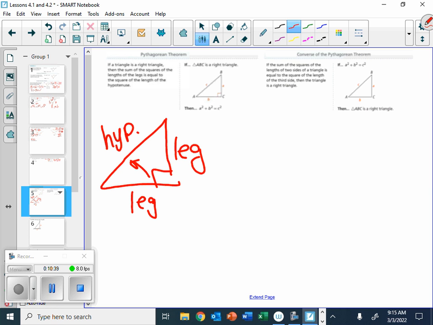So if a triangle is a right triangle, then the two legs squared, added together, should equal the hypotenuse squared. The opposite is also true. If the two legs squared equal the hypotenuse squared, then you can say the triangle is a right triangle. That's called the converse of the Pythagorean theorem. It's essentially the opposite. You're going in the back door. So if the sum of the squares equals the length of the hypotenuse squared, then you can say the triangle is a right triangle.